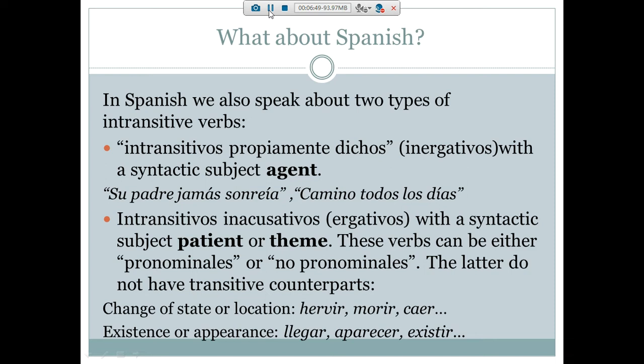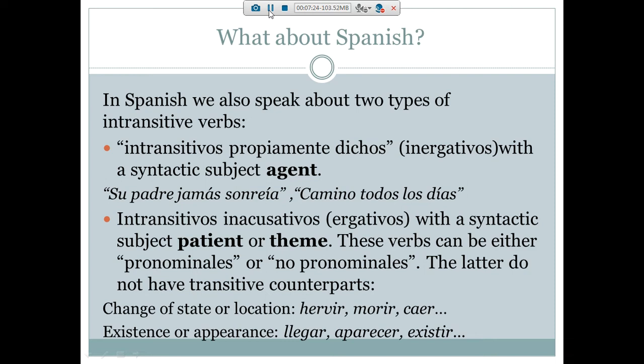And then we also have the other subclasses, intransitivos inacusativos, que también se pueden llamar ergativos, igual que en inglés, with a syntactic subject with the role of patient or theme. These verbs, los intransitivos inacusativos or ergativos, can be either pronominales or no pronominales. The latter, los no pronominales, do not have transitive counterparts.